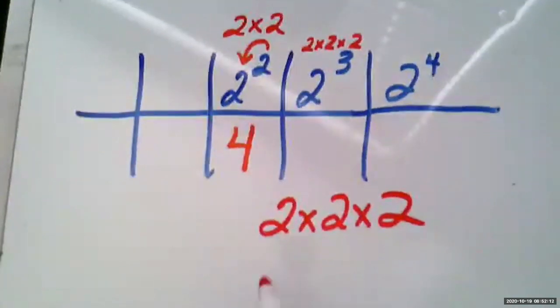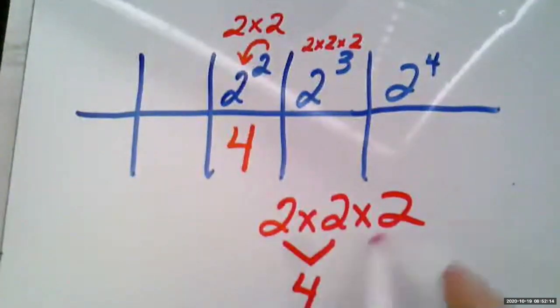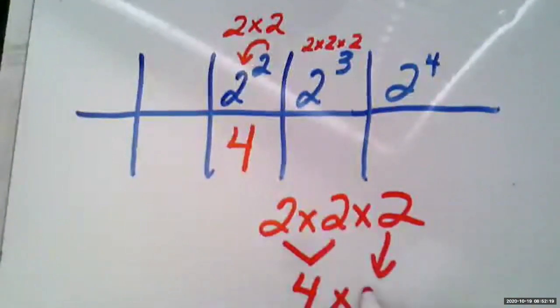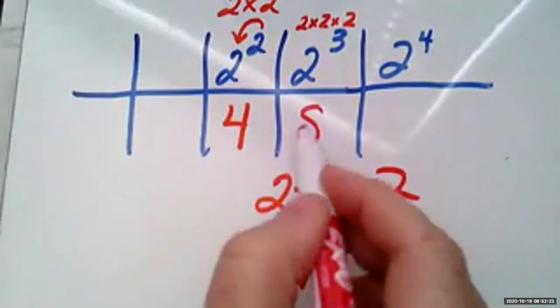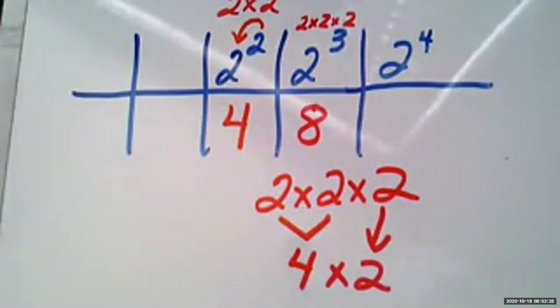Here's how I show my work. 2 times 2 is 4. I haven't used this times 2 yet, so I'm bringing it down. Now I have 4 times 2, and 4 times 2 is 8. Yep, it's getting harder.